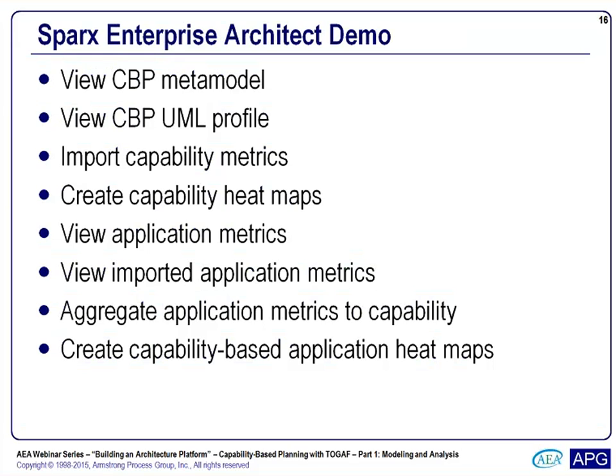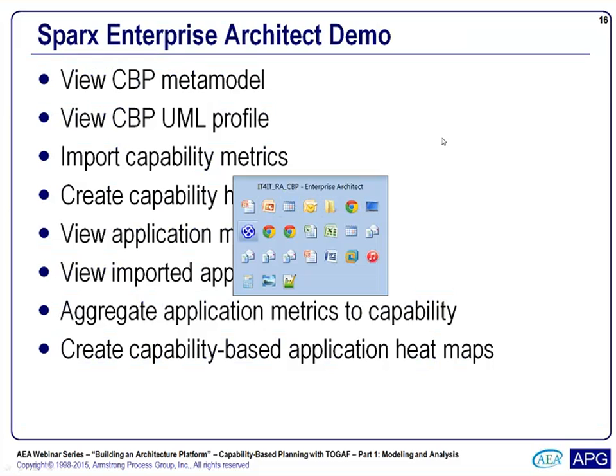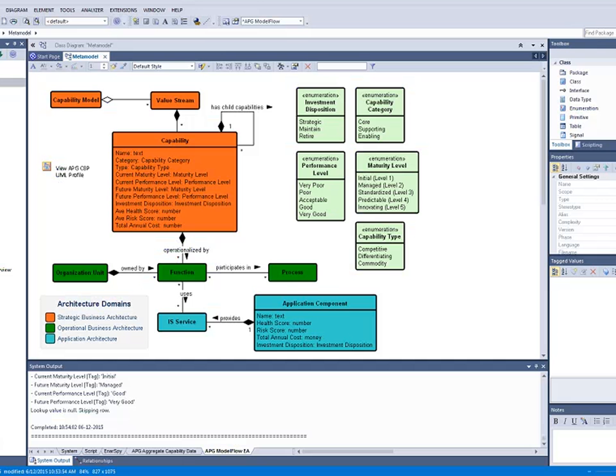So now what we're going to do is go take a quick look at what this stuff looks like inside an actual enterprise architecture tool. We're going to be using Sparx's Enterprise Architect for our demonstration here. And so hopefully you guys can see this effectively. So here we see the capability meta model that we were viewing in the PowerPoint earlier.